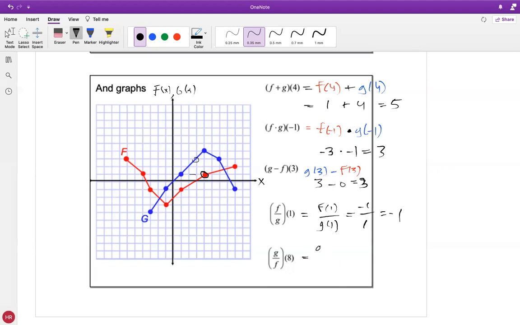And 8. Oh boy. Hopefully that's that last dot. Let's see. 1, 2, 3, 4, 5, 6, 7, 8. Yeah, that's right here. So I do g of 8 first. That's the blue one. That looks like it's down here at negative 1. Then I do f of 8, which is the red one, and that looks like it's 2. So it's negative 1/2.